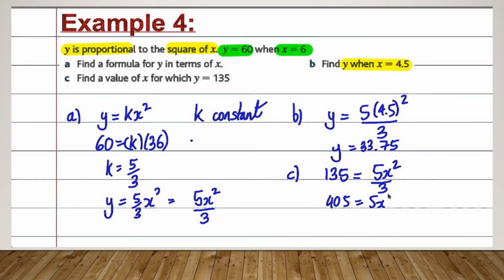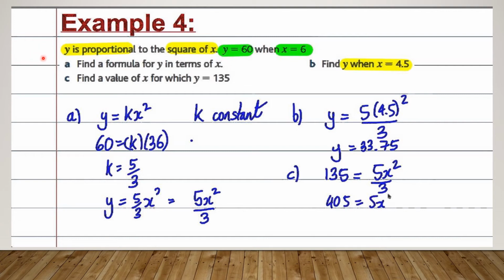Here is another example for solving the direct proportion question. In this question, the formula which we are going to make is y is proportional to the square of x. Square of x means x square, and y is proportional to the square of x means y is equals to kx square. Sorry, y is equals to kx square. In this line, it's also given y is equals to 60 when x is equals to 6.